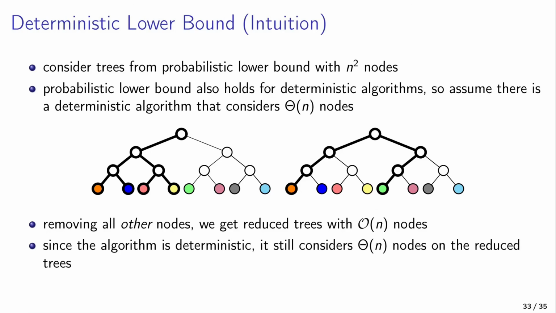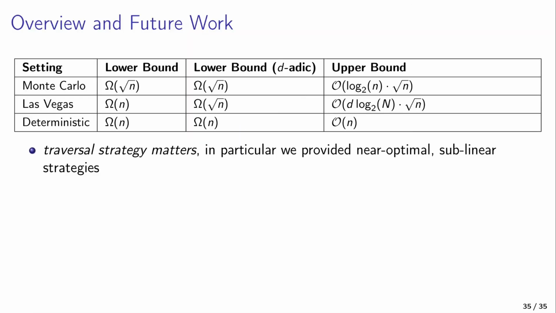For me, it's also really interesting that the probabilistic lower bound uses very uniform trees and the deterministic lower bound very non-uniform ones. These non-uniform trees also seem to be intuitively the ones where it is harder to find a good split. And this concludes our table. Overall, we can say that traversal strategy does indeed matter. Using randomization, we were able to provide near-optimal sublinear strategies. These strategies have in particular better worst-case guarantees than the strategies used in practice.